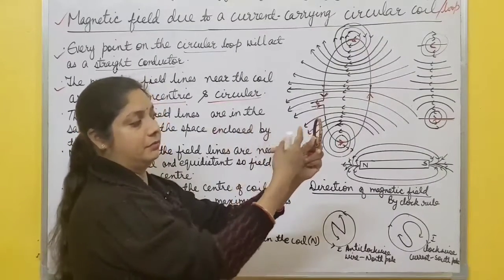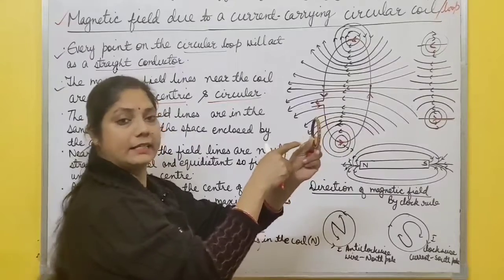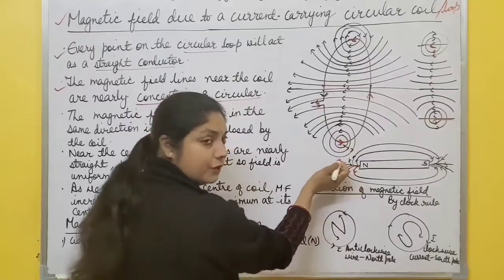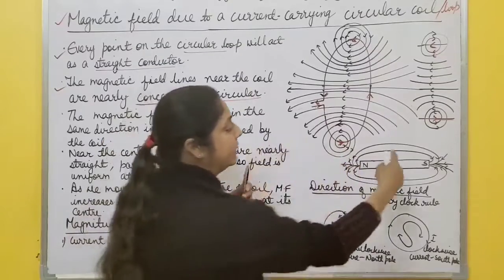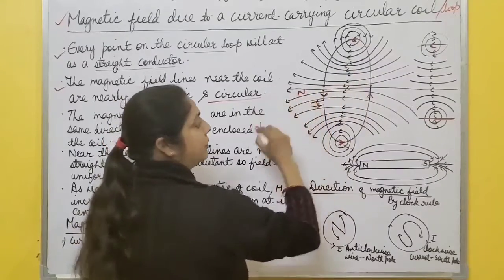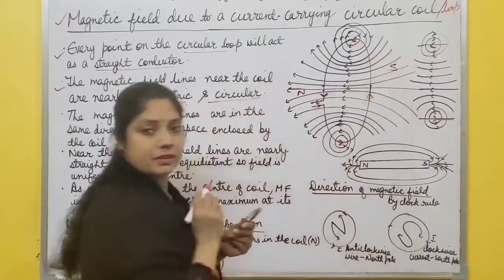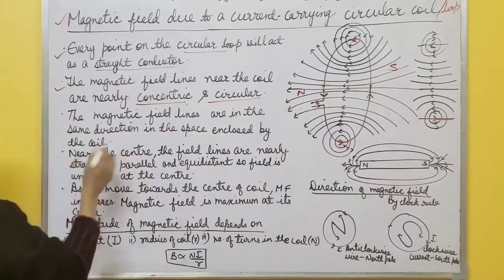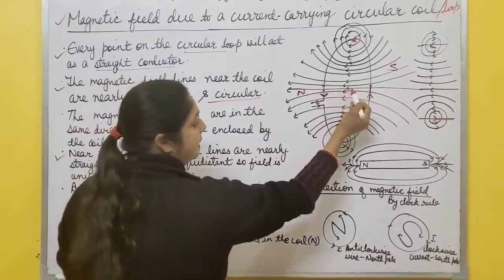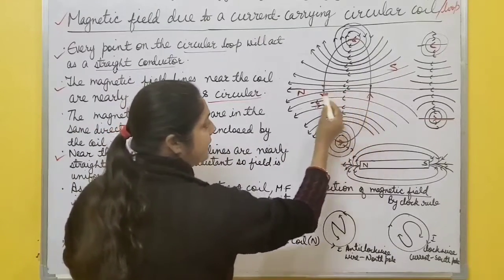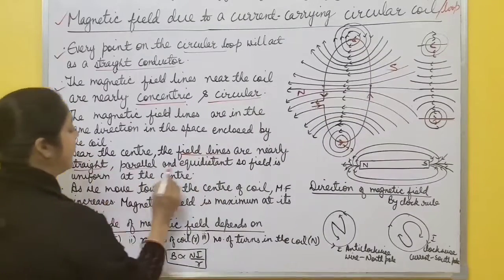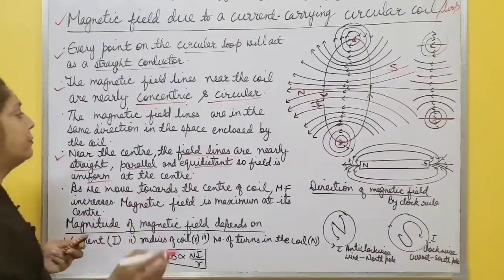So this front face acts as a north pole, because magnetic field lines start from the north pole and end at the south pole. The face which is facing towards you acts as a north pole, and the back surface acts as a south pole, right? As you move away from this coil, the field lines become larger and larger circular rings, and they become straight at the center. So at the center, the field lines are nearly straight, parallel, and equidistant, so the field is uniform at the center.